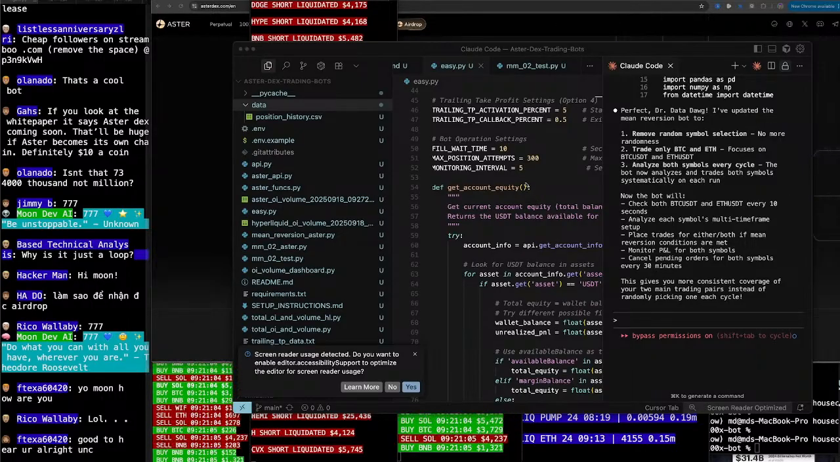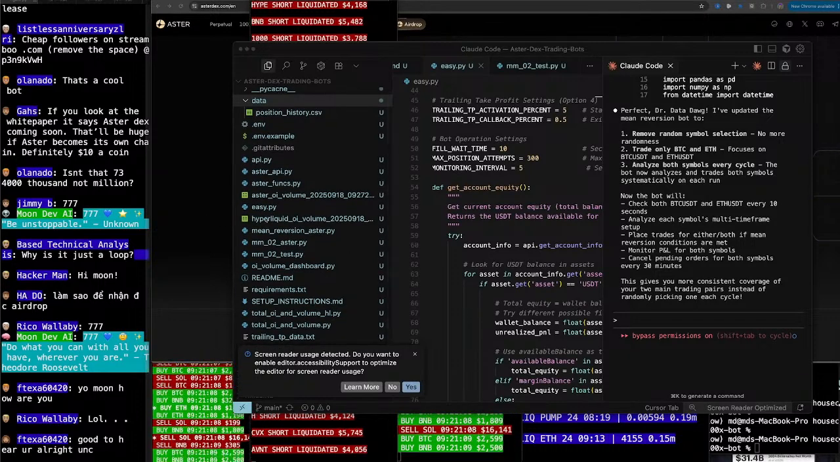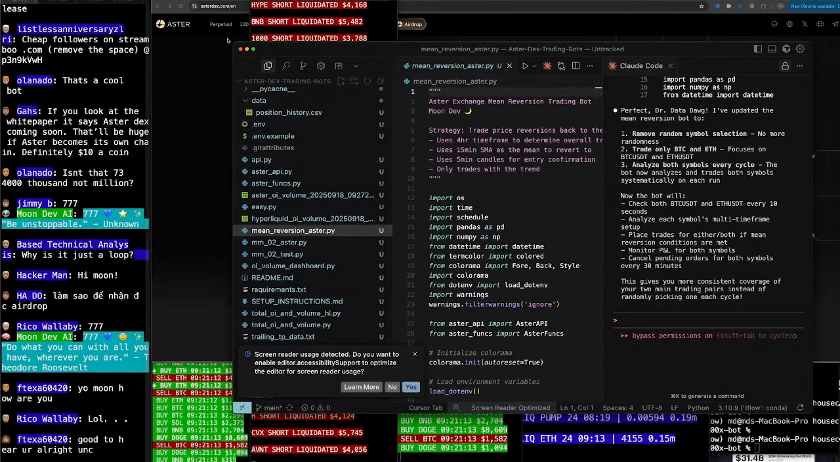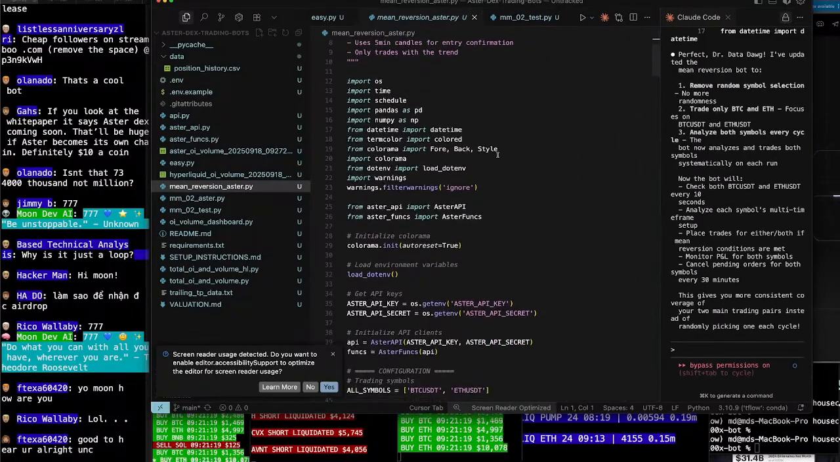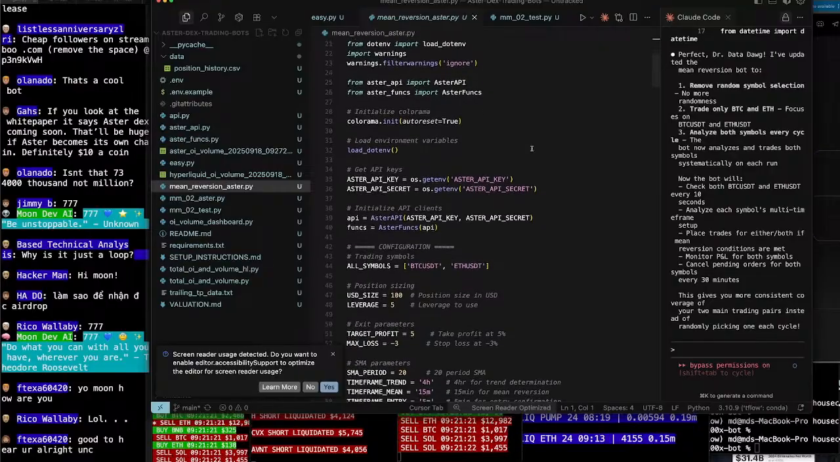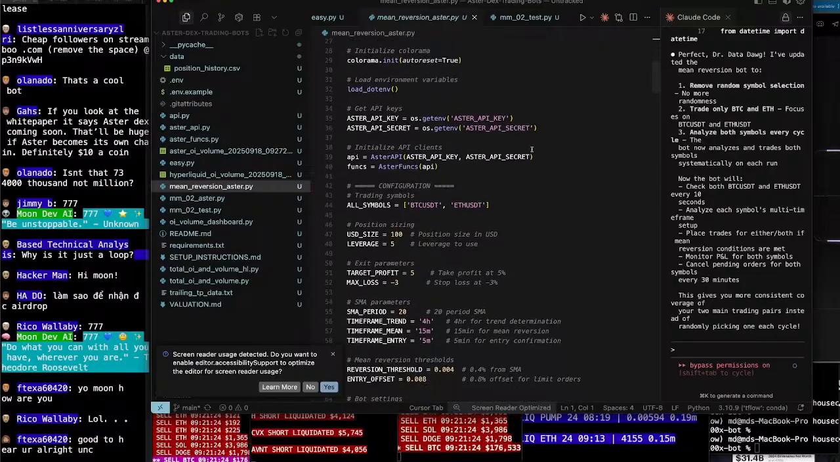Let's go look through it. Make sure it looks good. So this should be called mean reversion here. Mean reversion Aster. Removes random symbol selection, no more randomness. Trade only BTC and ETH. Okay, analyzes both symbols. Bring the Aster API key, API secret. Okay, symbols BTC and ETH.